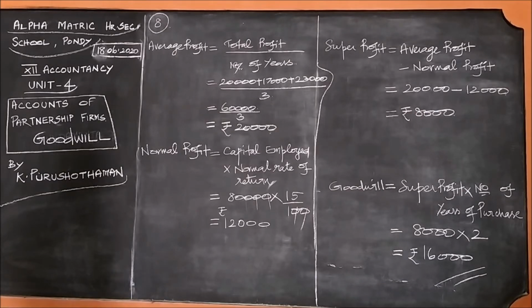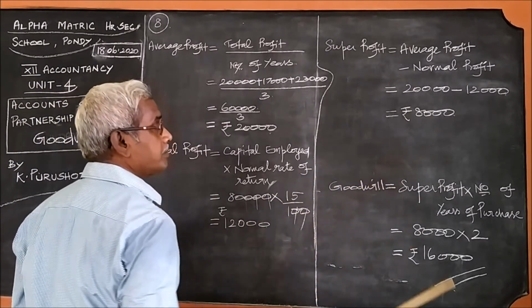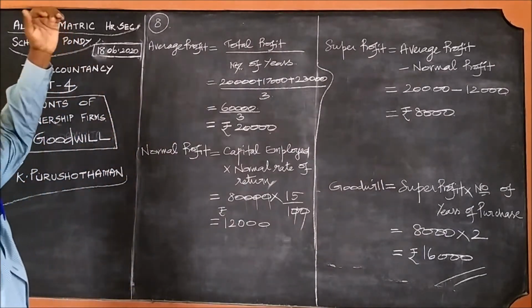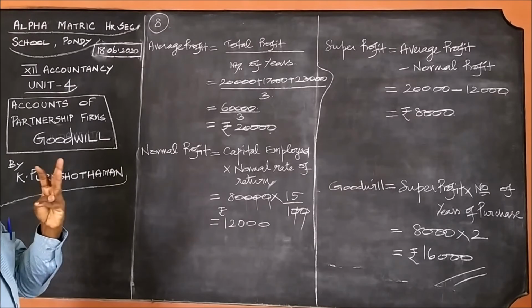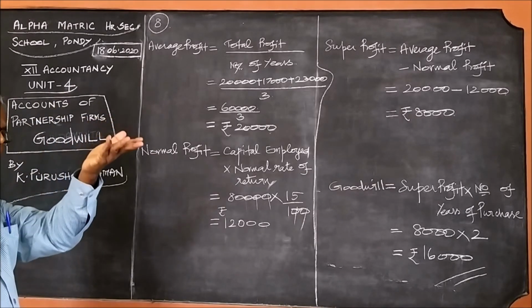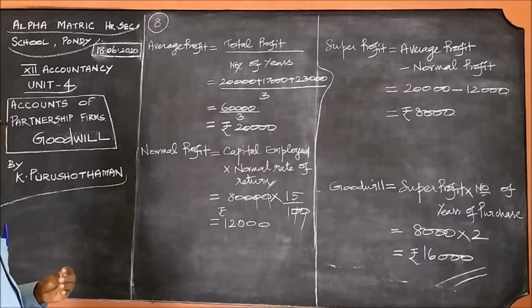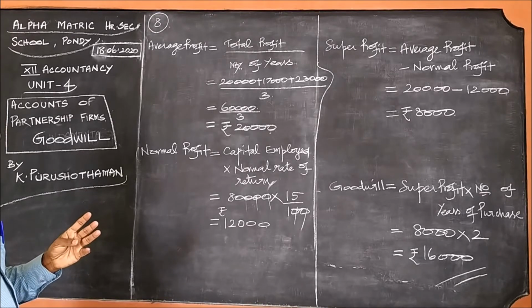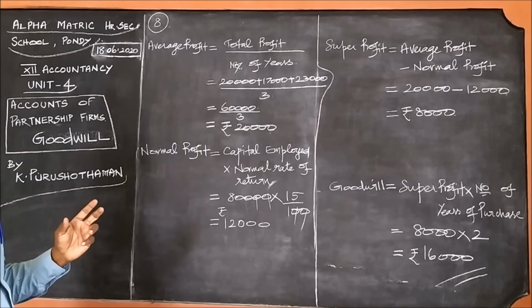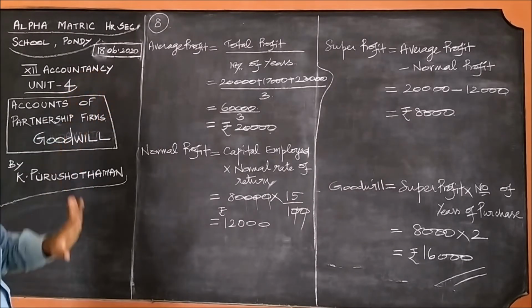Now in 7 and 8, we are calculating the goodwill under super profit method. This is called the purchase of super profit method. There are 3 more methods which we are going to see in the next class. Under each method there is one problem, we are going to see it later. Under this super profit method there are 4 types. The first type is purchase of super profit method, which we have seen in problem numbers 7 and 8.